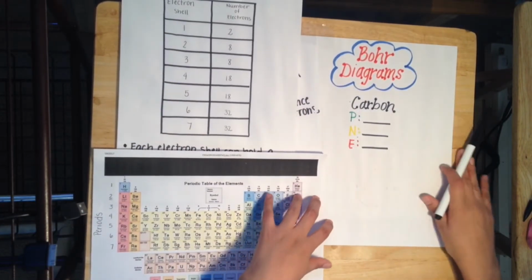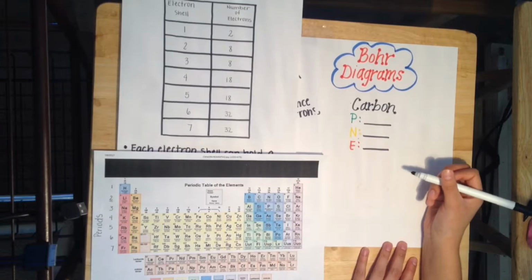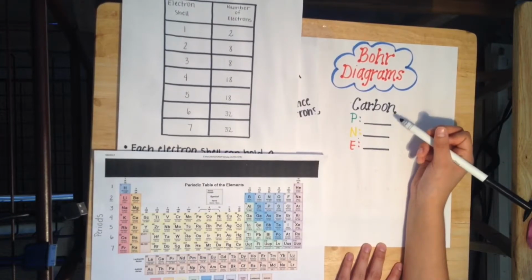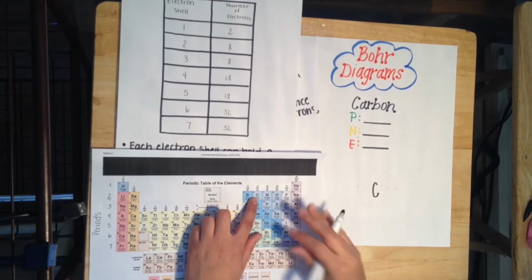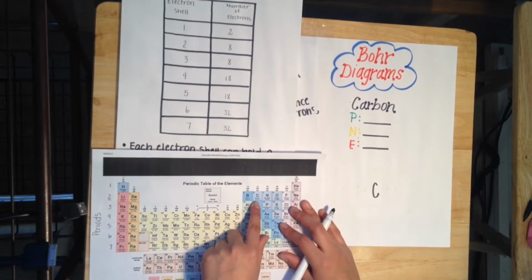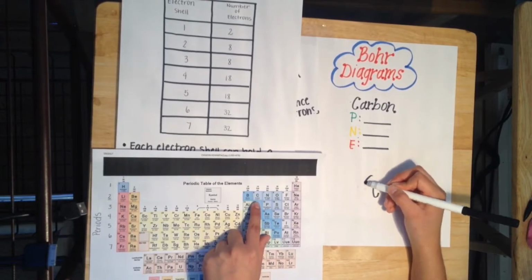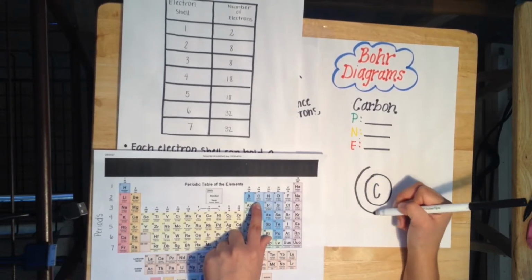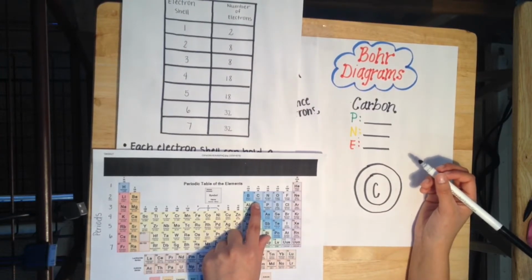Okay, so we're going to be using carbon as an example. So we start by drawing or writing the element symbol in the center. Carbon's symbol is just a C. Carbon is in the second period, as we could see right here on the periodic table. So it has 2 electron shells. So now we draw the 2 electron shells around the nucleus. On Bohr models, we only add the electrons.